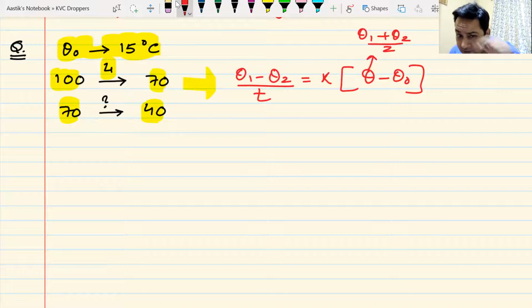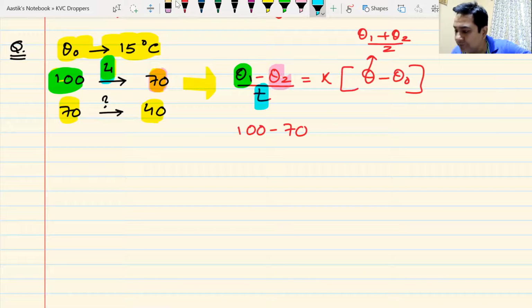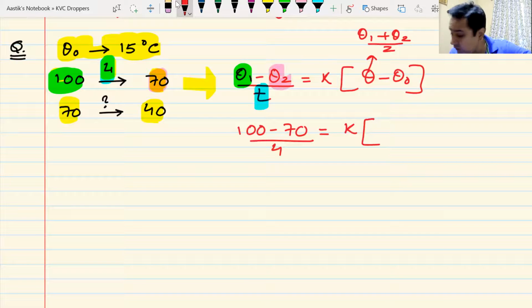Just put the values and see what I get. The value of theta1, the green one, is 100. The value of theta2, the pink one, is 70. So theta1 minus theta2 becomes 100 minus 70. The value of time is 4. Do we see this? So I divide it by 4. That must be equal to k into theta. I don't know what k is.